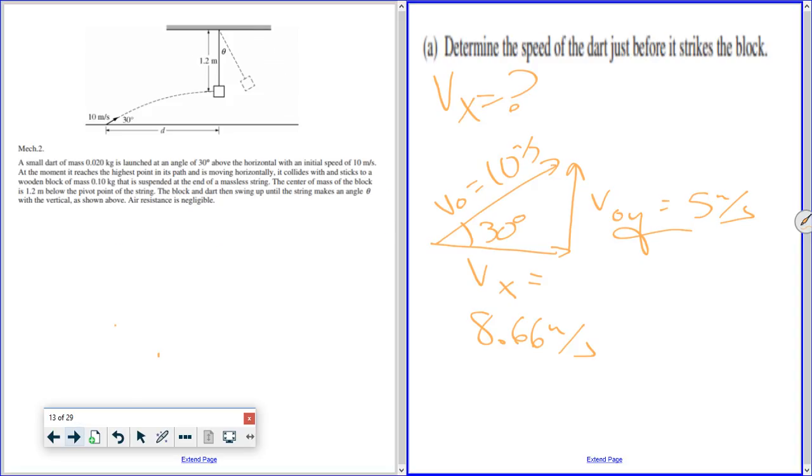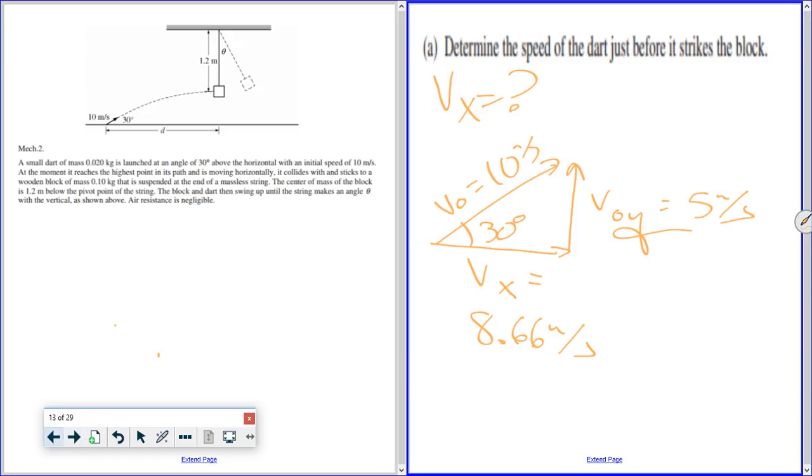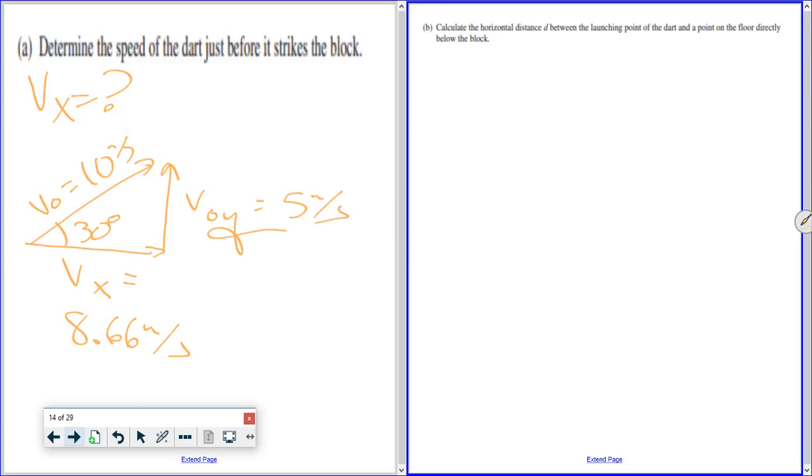All right. Part B says calculate the horizontal distance between the launching point of the dart and a point on the floor directly below the block. So you're looking for the distance that it goes horizontally before making contact with the dart. So what other thing do we need to know? The time to get to the top, right? So, thoughts about how to figure that out, you guys?